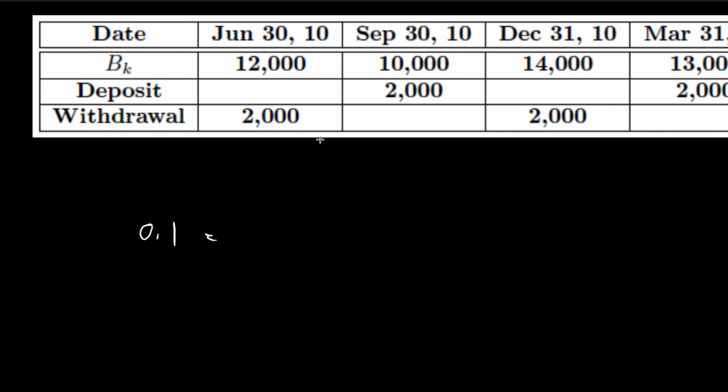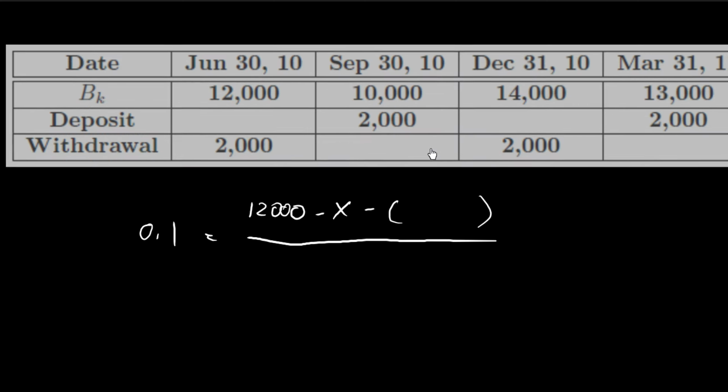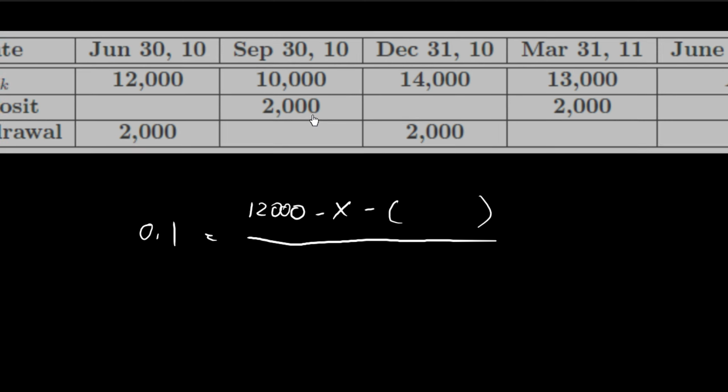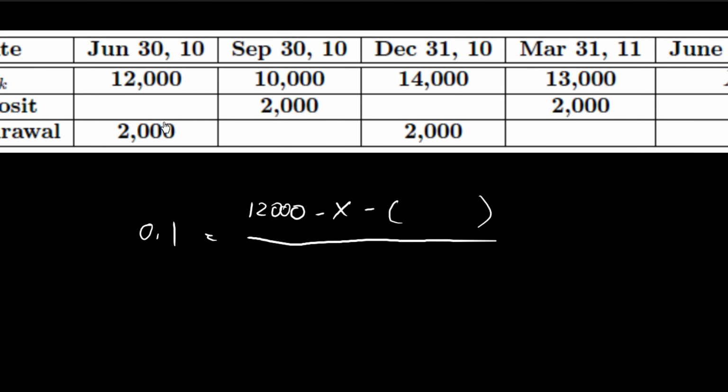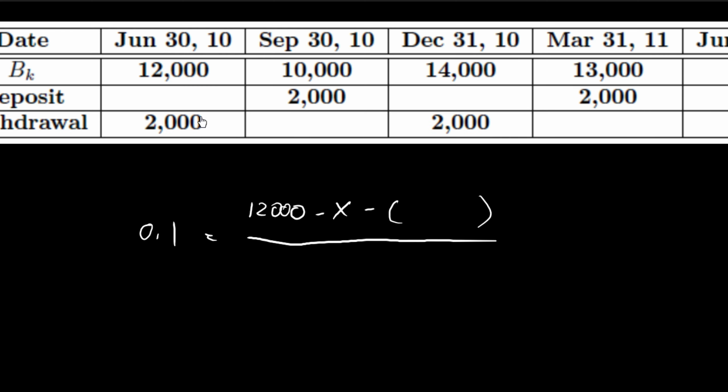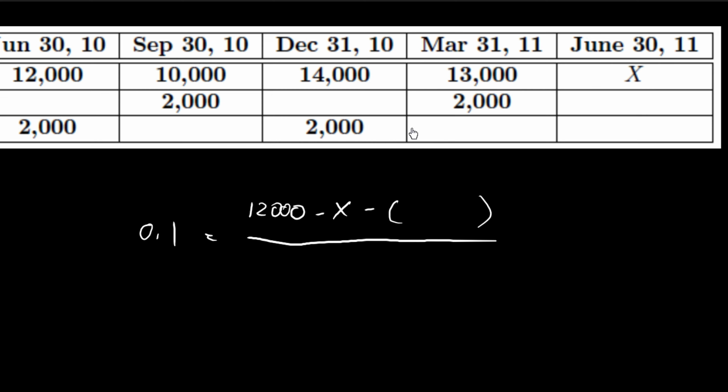So 0.1 is equal to, now we can apply the formula for dollar-weighted rate of return. We start off with the initial amount that we have at time 0, and then we subtract the final amount, which in our case is x, and then we subtract the net cash flow. You'll see that throughout the entire year the net cash flow is equal to 0. So you have minus 2,000 because this is a withdrawal, plus 2,000, minus 2,000, plus 2,000. So the net cash flow is actually equal to 0.